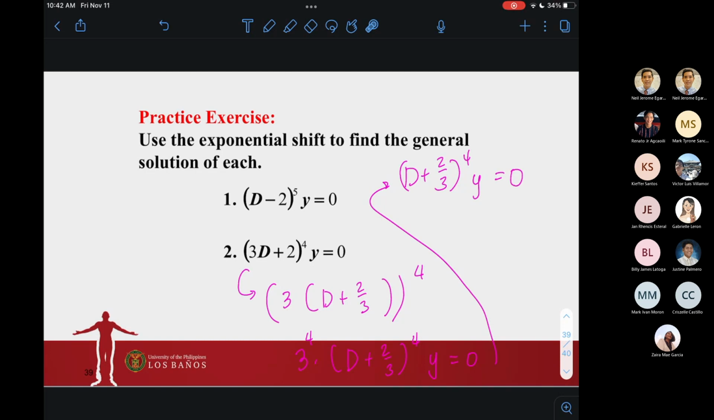Okay? Oh, I think this is a record for me. Natapos natin yung natitirang ilang slides in just 12 minutes. Any questions, guys? I hope this is good.